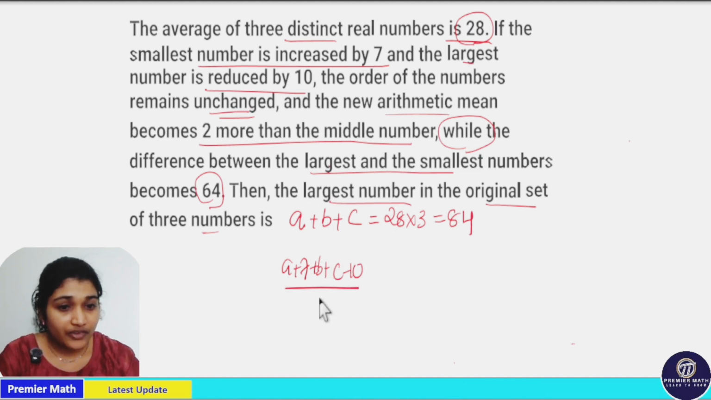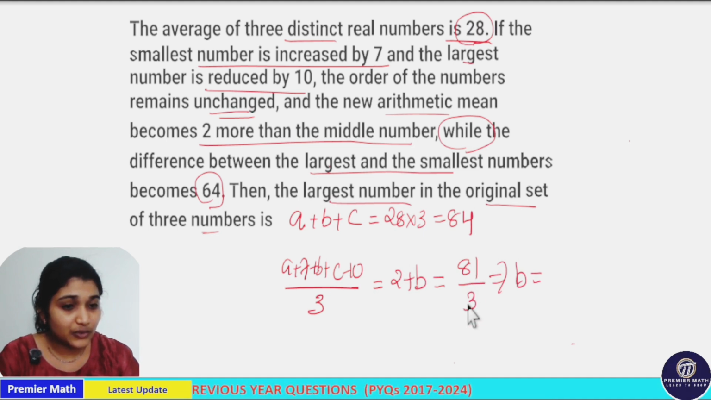Now, average of these three will become 2 more than middle number. 2 more than middle number B. That is 2 plus B becomes average. Now, A plus B plus C is already 84. So, 84 plus 7 minus 10 means 84 minus 3, which is equal to 81. 81 by 3 is the average, 2 plus B. From this, B is equal to 81 by 3, which is 27. So, 27 minus 2, which is equal to 25. So, B is equal to 25.